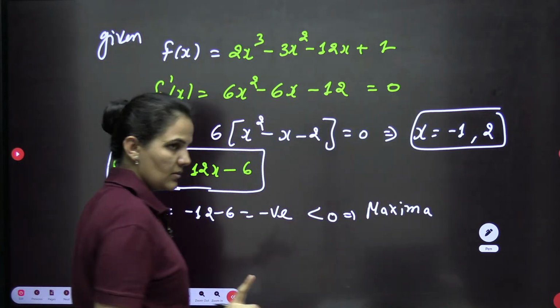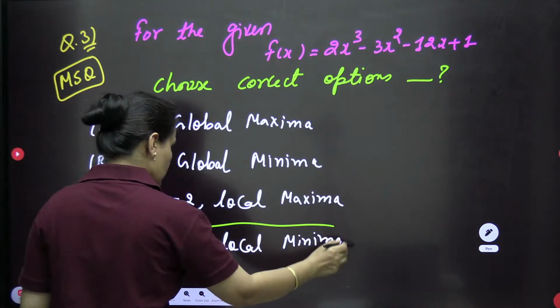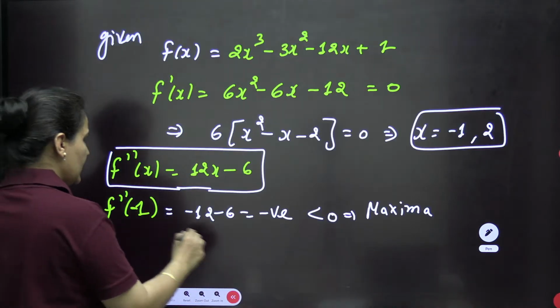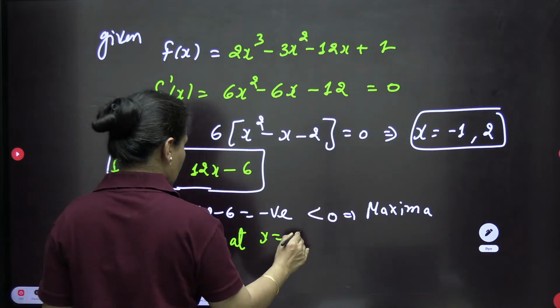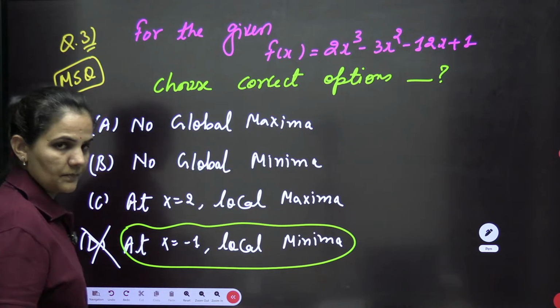Okay, maxima is possible. But in the option it is given that at x equals minus 1, you are having local minima. No, we can say at x equals minus 1, we are having here maxima. So option D is incorrect.